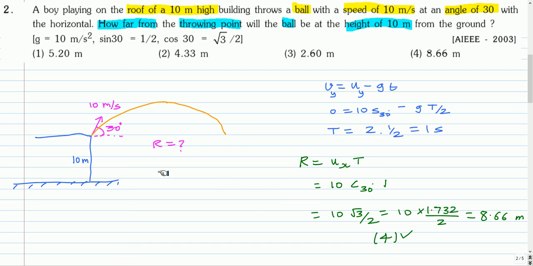So the range is given as the horizontal component of the velocity ux into the time of flight. Horizontal component of the velocity is 10 cos 30, and time of flight is 1 second. So from this we get the range as 8.66 meters. The correct option is option 4.